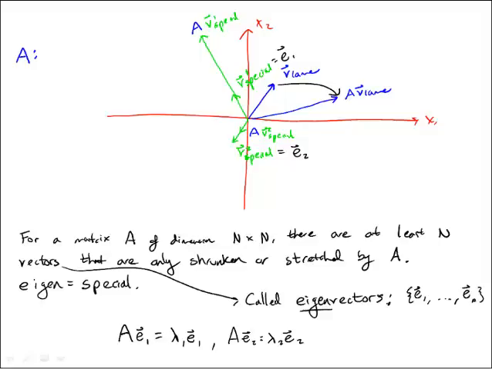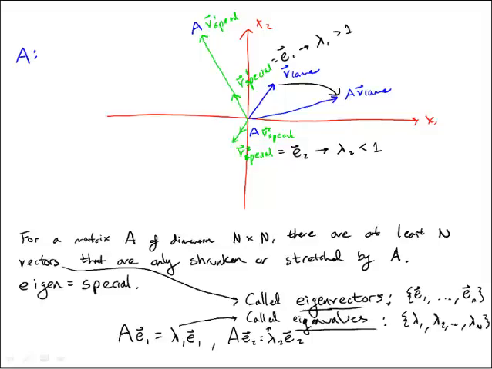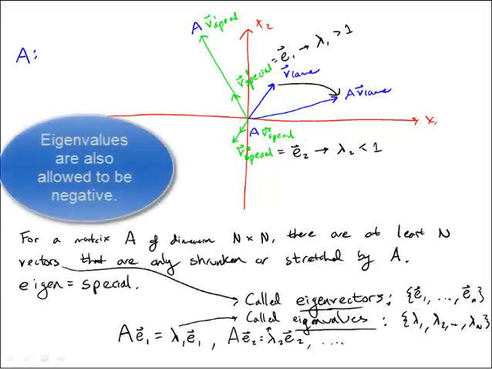So in our case, E1 would have a lambda 1 greater than 1 because it got stretched, and E2 would have a lambda 2 less than 1 because it got shrunk. And the lambdas are called eigenvalues. The ith eigenvalue is the amount that the ith eigenvector is stretched by or shrunken by when it's multiplied by A.